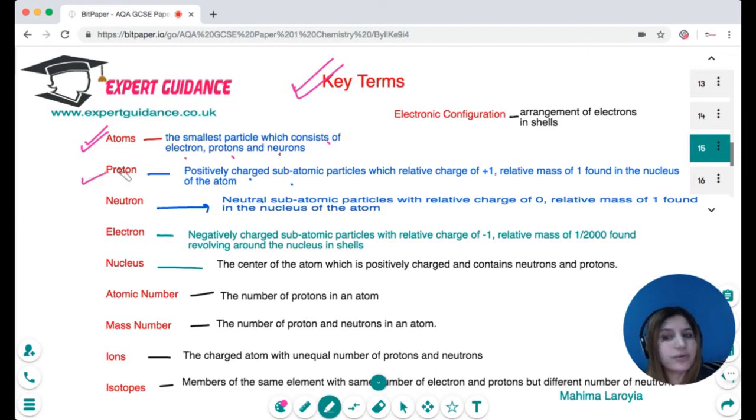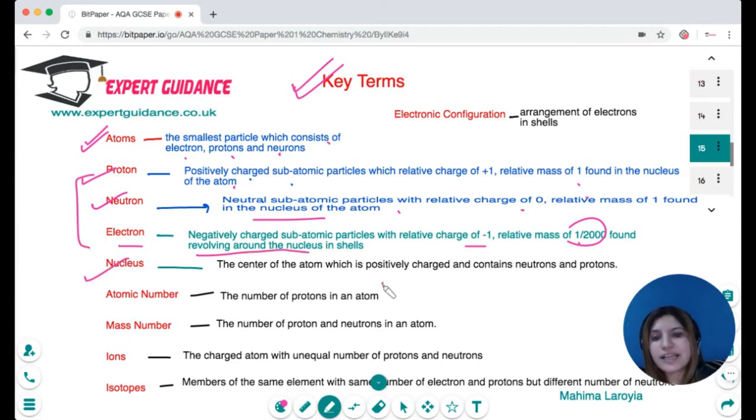What is a proton? Proton is a positively charged subatomic particle with a relative charge of +1, relative mass of 1, found in the nucleus of the atom. Neutron is a neutral subatomic particle with a charge 0, relative mass 1, found in the nucleus. Electron is negatively charged with relative charge -1, relative mass 1/3000. Remember that table, and it is found revolving around the nucleus in shells.